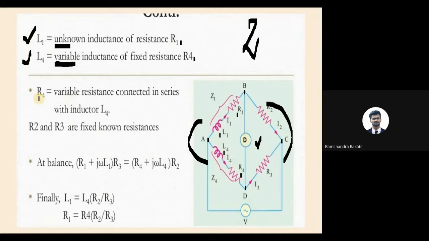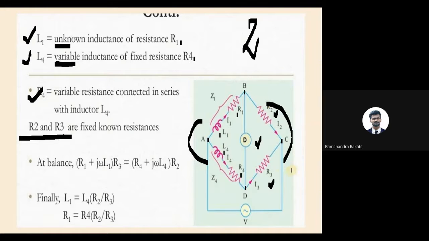R4 is nothing but a variable resistance connected in series with L4. This is what we covered in our prerequisite. Now R2 and R3 are fixed values of resistance. Clear? Yes. Now, when we are saying the balance equation, what does it mean?